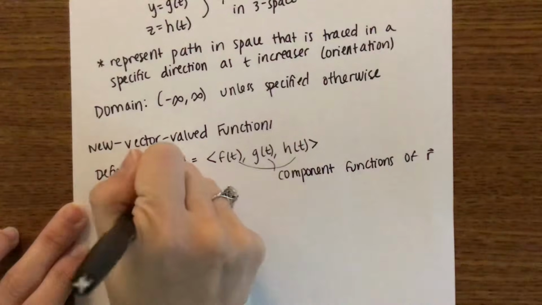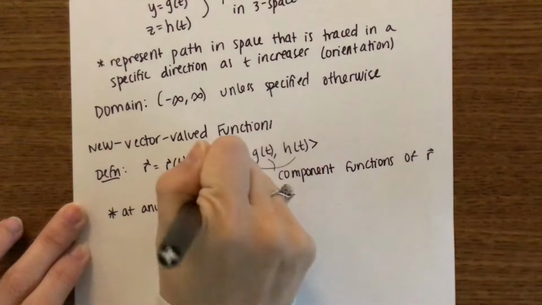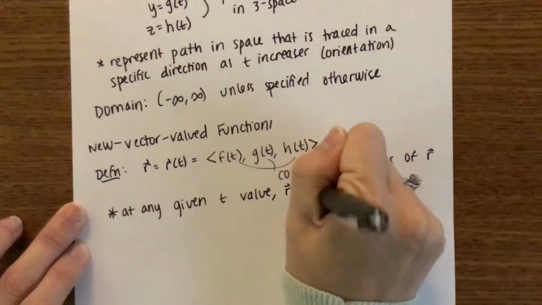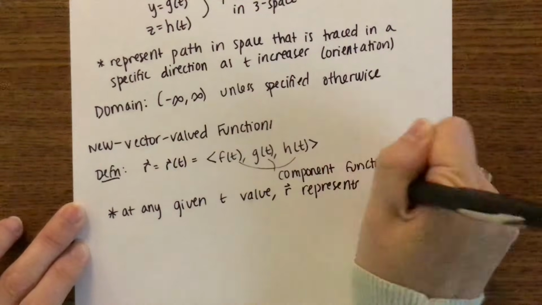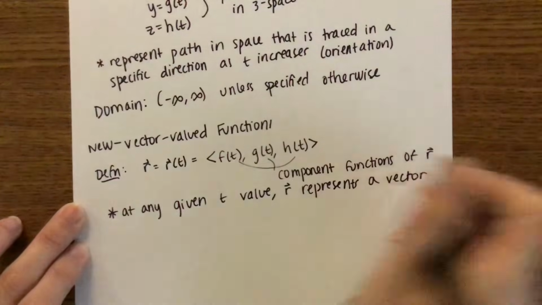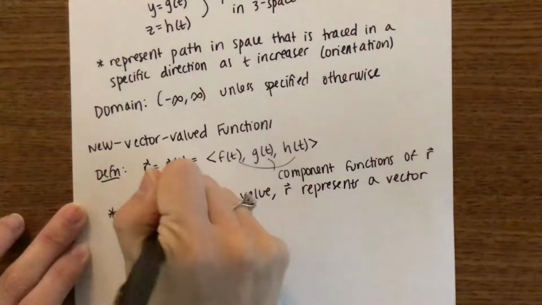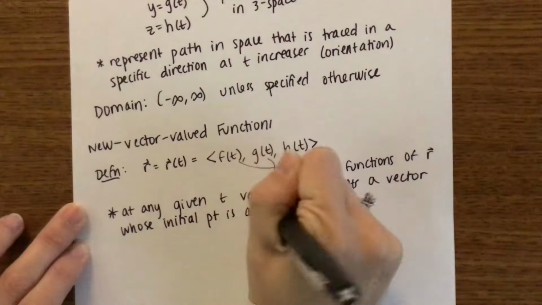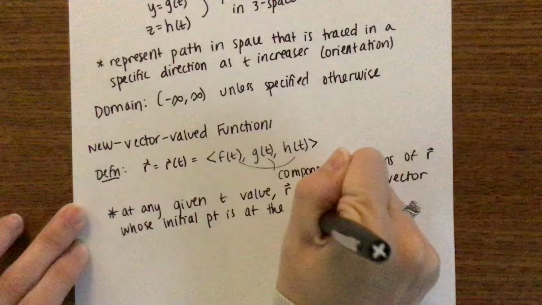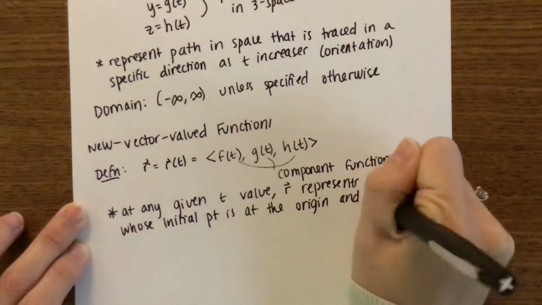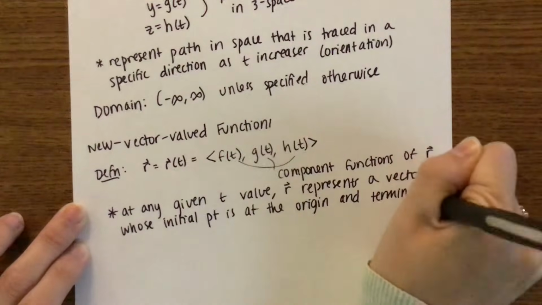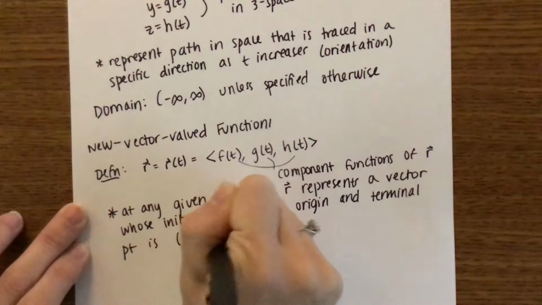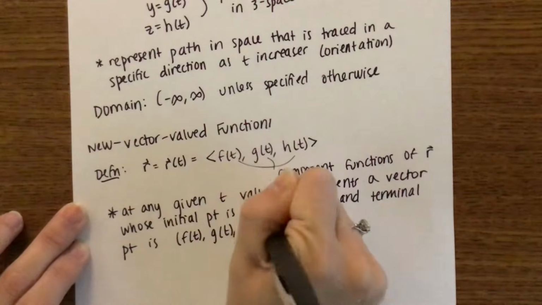So here's what's important. At any given t value, r represents a vector whose initial point is at the origin, and then the terminal point is going to be the point f of t, g of t, h of t.